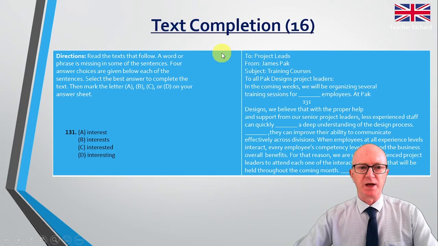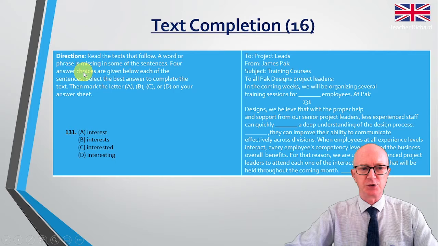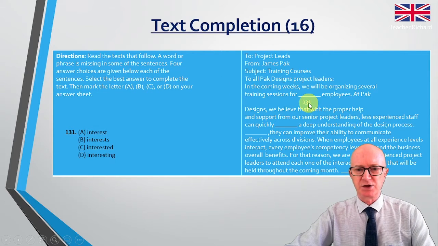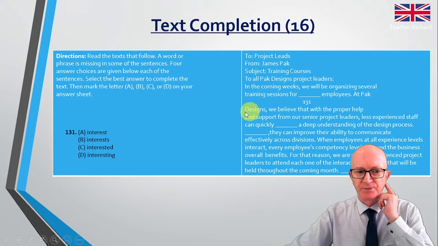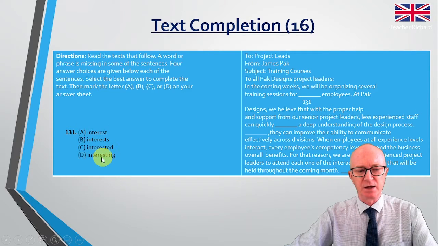Text completion. There are 16 questions for text completion. Okay, so the directions: read the text that follows. A word or phrase is missing in some of the sentences. 4 answer choices are given below. Again, A, B, C or D. So what I've done is I've taken just one missing word, 131, and we have the 4 possible choices from 131. You must select the best answer.